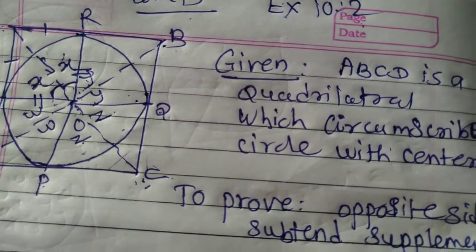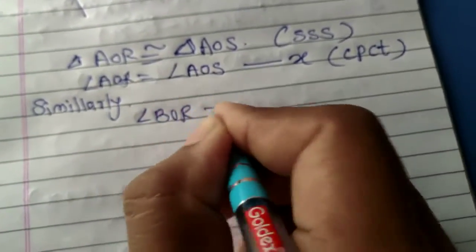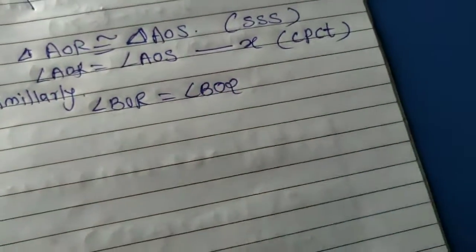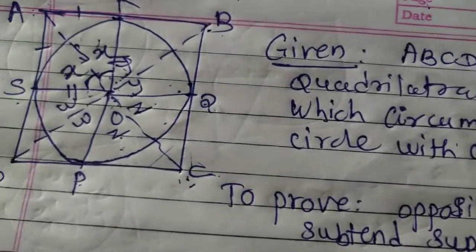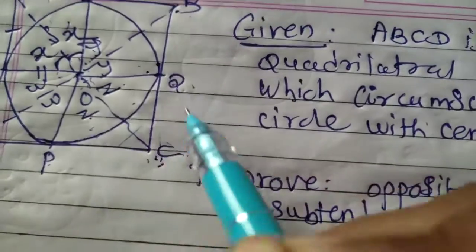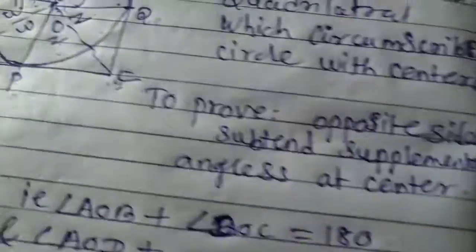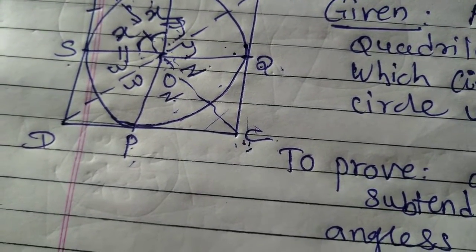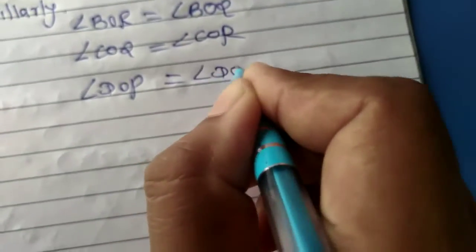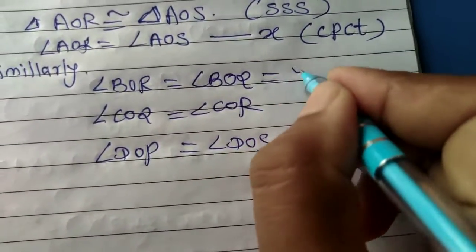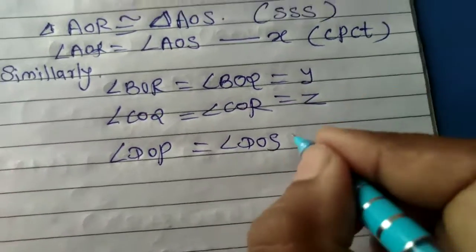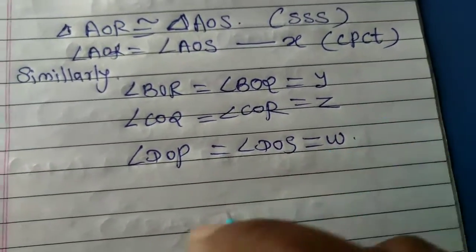The second pair is BOR and BOQ. Angle BOR equals angle BOQ. Next one, angle COQ and angle COP. And the last pair is DOP and DOS. Angle DOP equals angle DOS. Here for the first pair we consider the measure X, for the second pair Y, third Z, and the last pair W. All these angles are there.